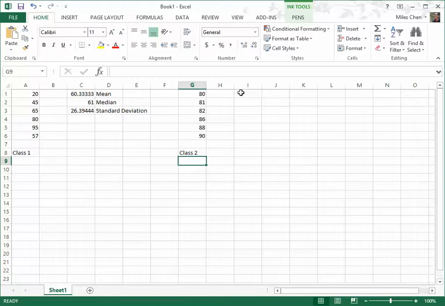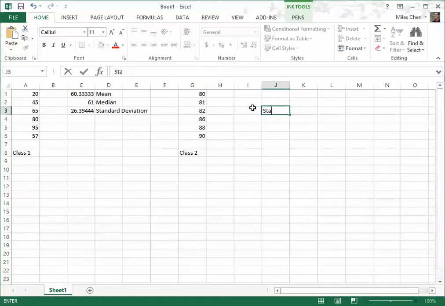Okay, so let's ask, what is the standard deviation of class 2? Is that going to be bigger or smaller than 26? And how do we know that?